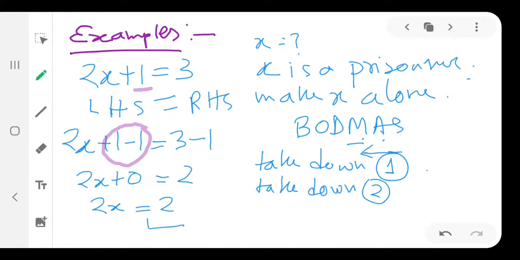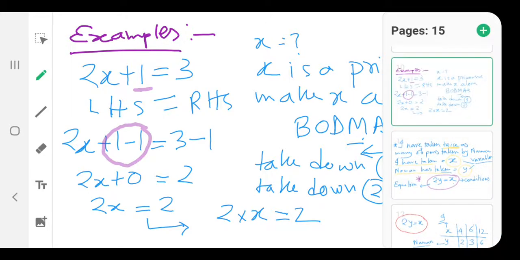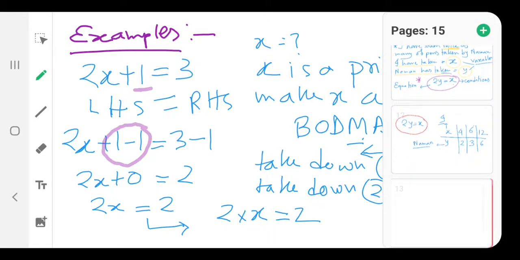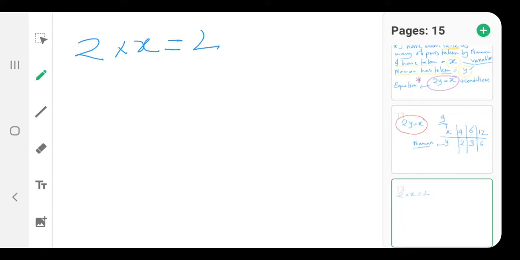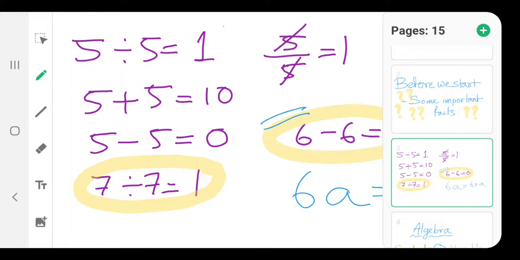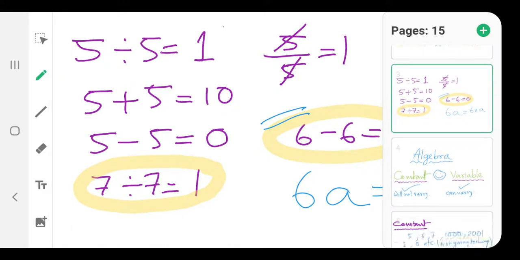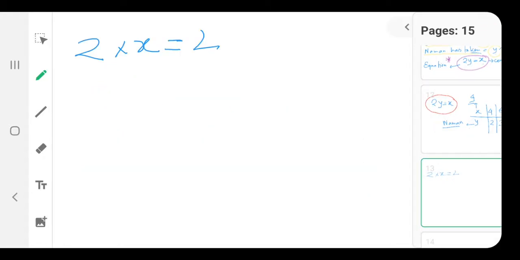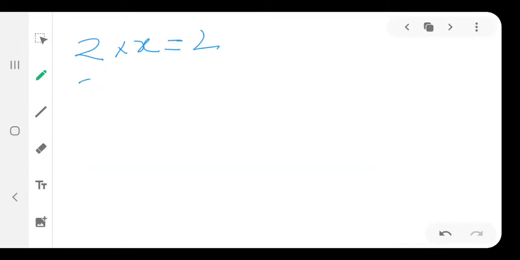2 into x equal to 2, yes or not, right? So ultimately what we got here, 2 into x equal to 2. But you remember one more trick we know, something divided by something is 1. So we are doing the thing here. We will divide 2 from both sides. Okay, so divided by 2, 2 divided by 2.